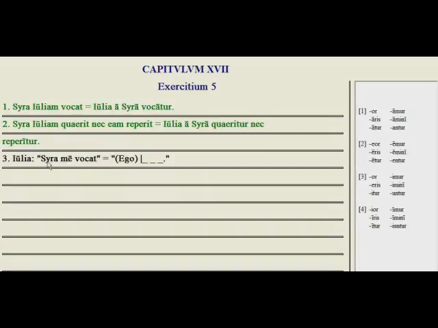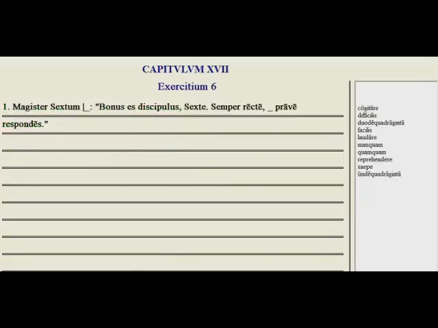So here we have Julia who says, Sira is calling me, and now we want I am being called by Sira. Again, we have vocat, so we're in the first conjugation, first person singular, vocor. I am called by Sira. Okay, let's try exercise 6.